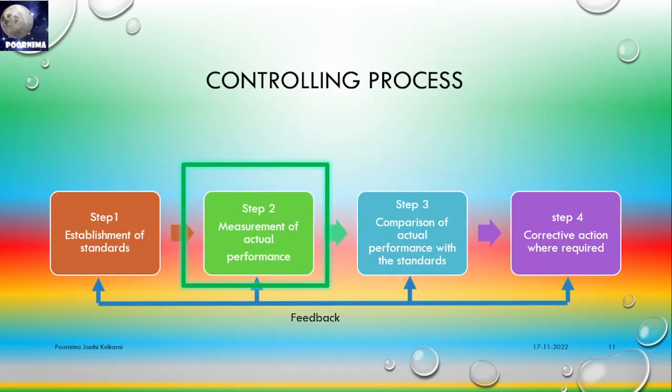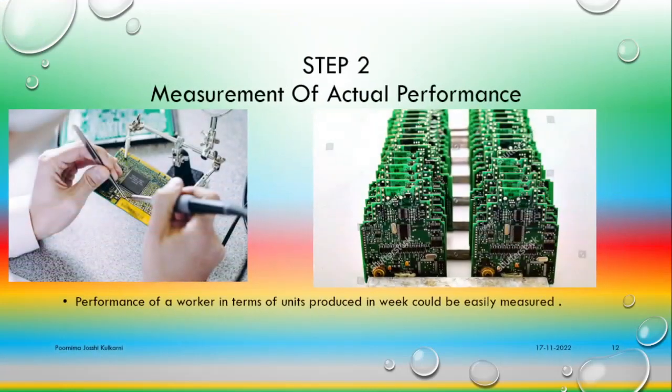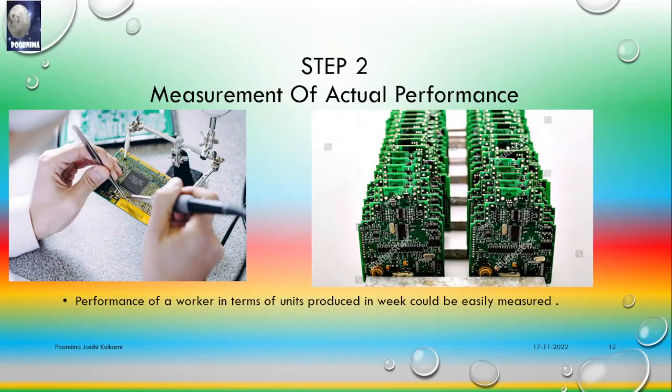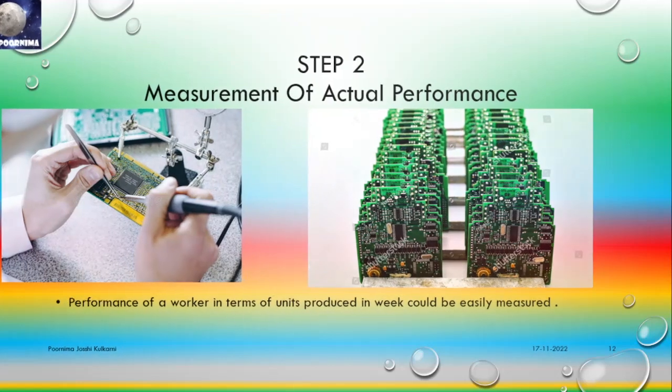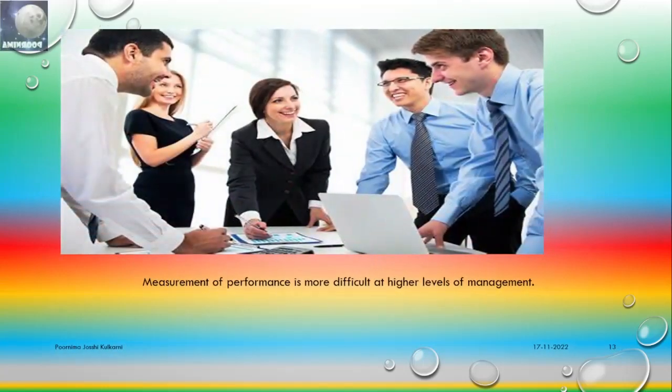Second step is measurement of actual performance. Let's discuss this. Step 2, measurement of actual performance. How we measure the performance. Performance of the worker in terms of the units produced in a week could be easily measured. Measurement of performance is more difficult at higher levels of management.